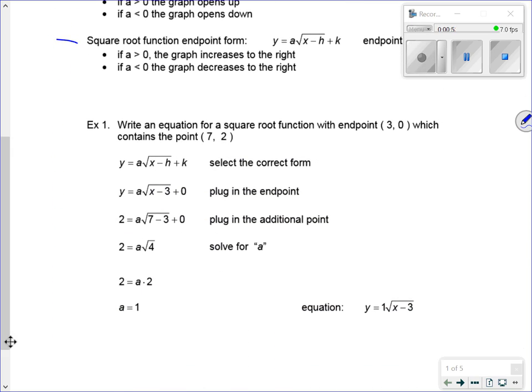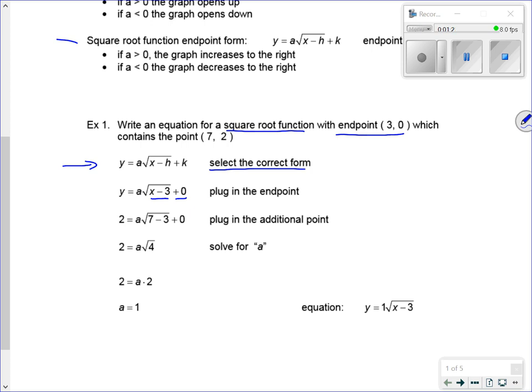Write an equation for a square root function. So the first thing to do is select the correct form. If you do not select the square root function, then nothing else will be right. The next thing is to plug in the endpoint. For the endpoint for a square root, the x value goes under the radical here, x minus 3, and then the y value goes on the outside, plus 0. Those go in for the h and the k.